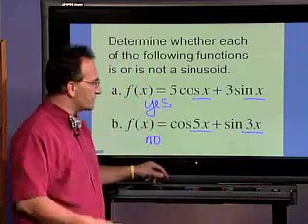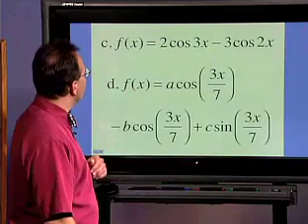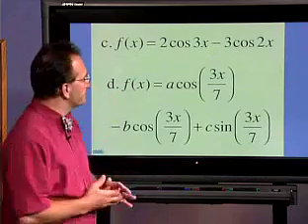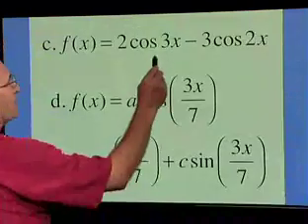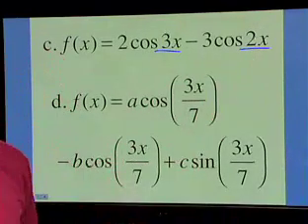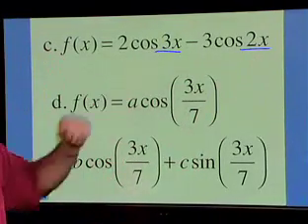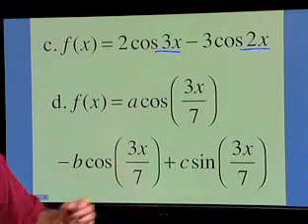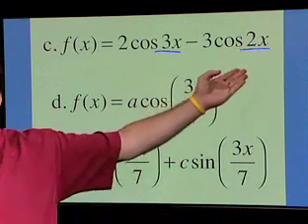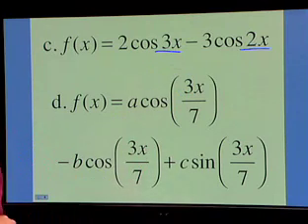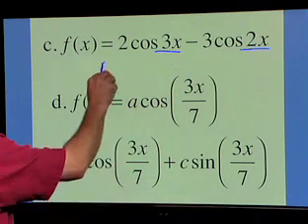I have two more examples. And part C, we can look and say, okay, they will have different periods. This one would have a period of 2 pi over 3. That would have a period of 2 pi over 2, or in other words, pi. And therefore, the answer to part C is no.